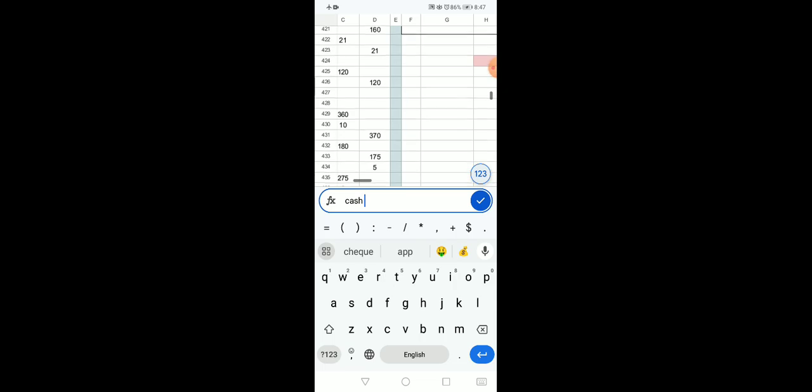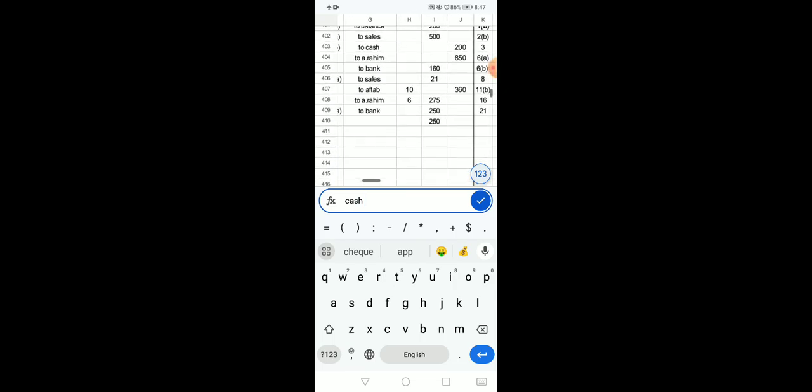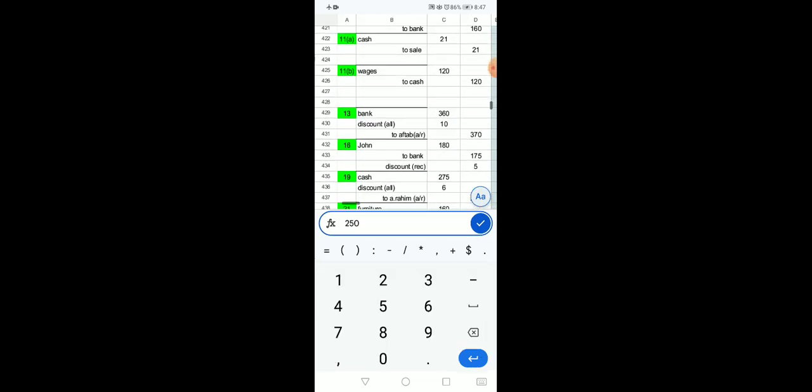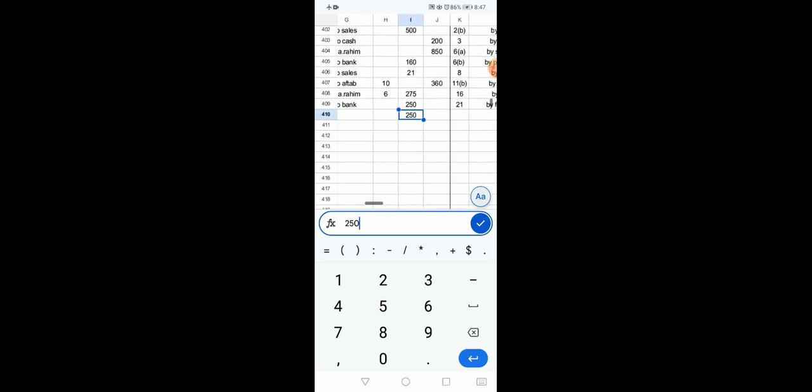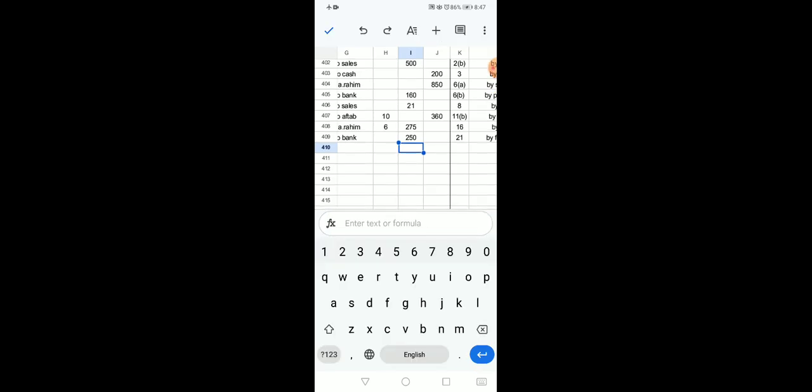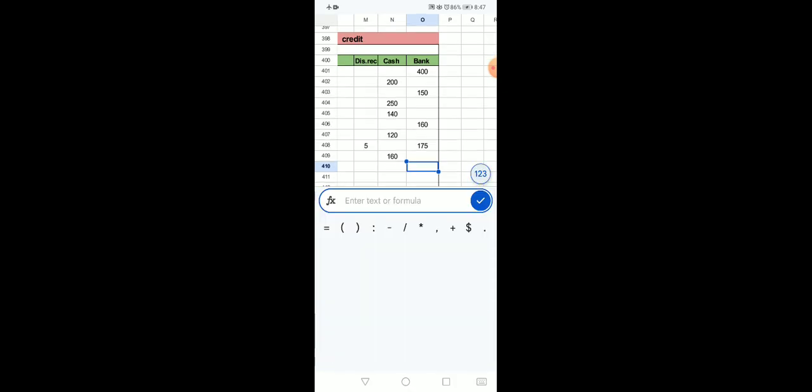Cash was debited by 250, and we have already posted 250, entry number 23A. It means half of the entry has been completed, so we should erase it. 250 has been posted, 23A, half of the entry has been posted. Now next is bank is credited by 250. Go to the credit side of the bank and write down 250 over here.